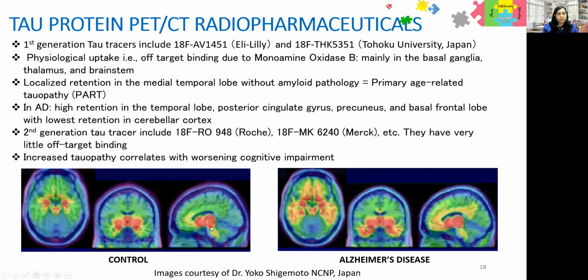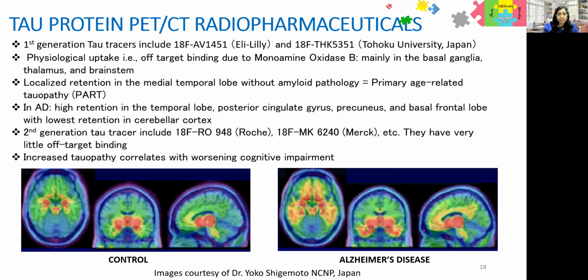Localized retention of the tracer in the medial temporal lobe without amyloid pathology would indicate primary age-related tauopathy or PART. In AD, there will be high retention in the medial temporal lobes, posterior cingulate regions, and the precuneus, and in the basal frontal lobe regions. There will be low retention in the cerebellar cortex.